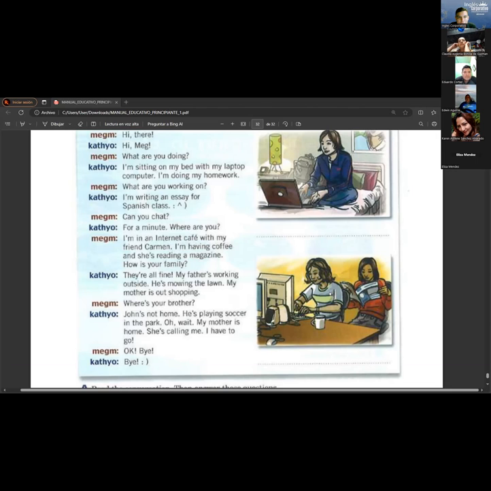What are you doing? I'm sitting on my bed with my laptop computer. I'm doing my homework. What are you working on? I'm writing an essay for a Spanish class. Can you chat for a minute? Where are you? I'm in an internet cafe with my friend Carmen. I'm having coffee and she's reading a magazine.